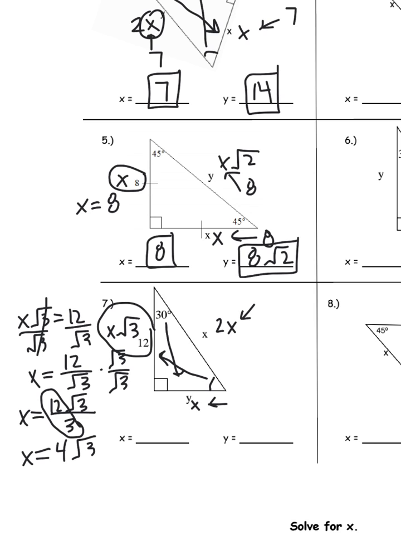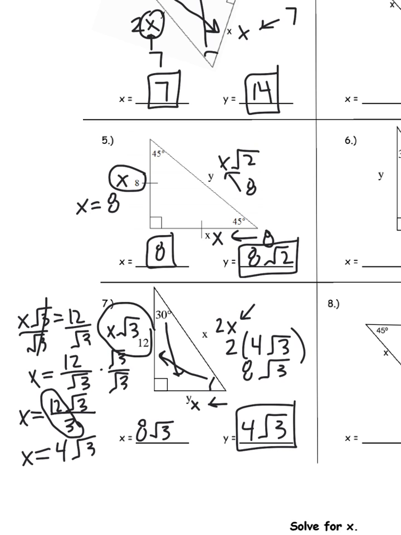So for the x side up here, it's going to be 2 times, x is 4 times the square root of 3, so 4 square root of 3. And we can multiply the 2 and the 4 to get 8 square root of 3. So that's that length of the x side up there, 8 square root of 3. And then the y side down here, that's just our x side, and our x is 4 square root of 3. So those are our answers there.